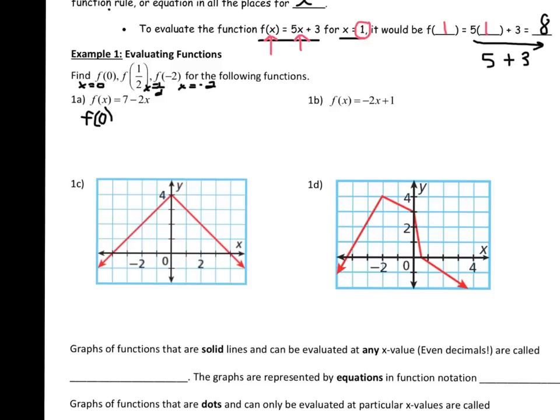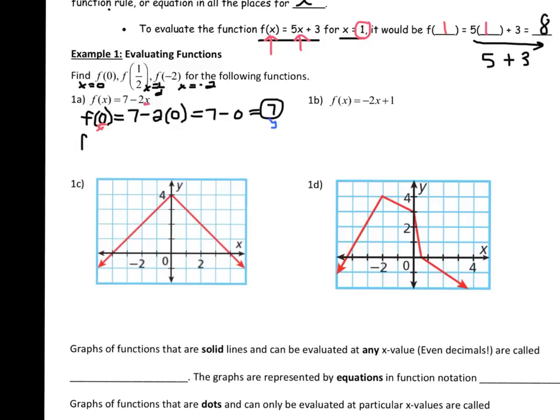f of 0, what are we going to get for y when we plug 0 in for x? It's going to be 7 minus 2 times 0, because everywhere we see the x, we're going to plug in that number. Now we just calculate. It's going to be 7 minus 0, which is 7. So that means when x is 0, y is 7.